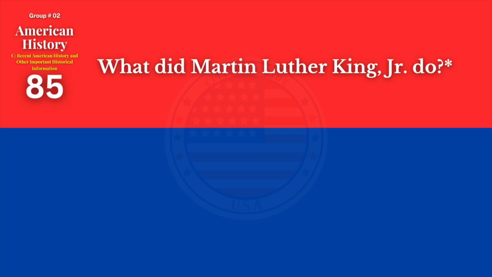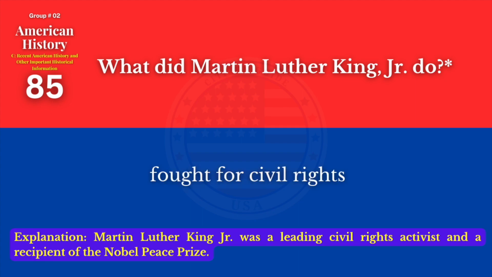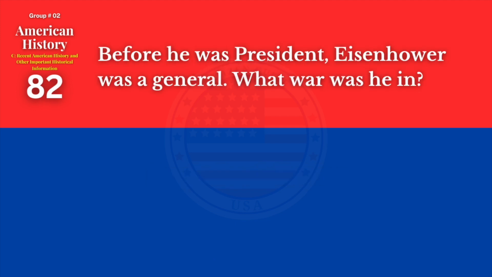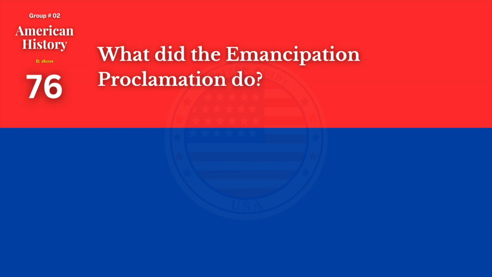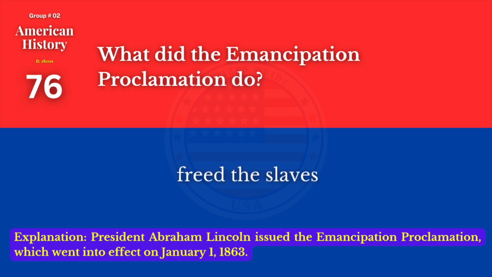What did Martin Luther King, Jr. do? Fought for civil rights. Before he was president, Eisenhower was a general. What war was he in? World War II. What did the Emancipation Proclamation do? Freed the slaves.